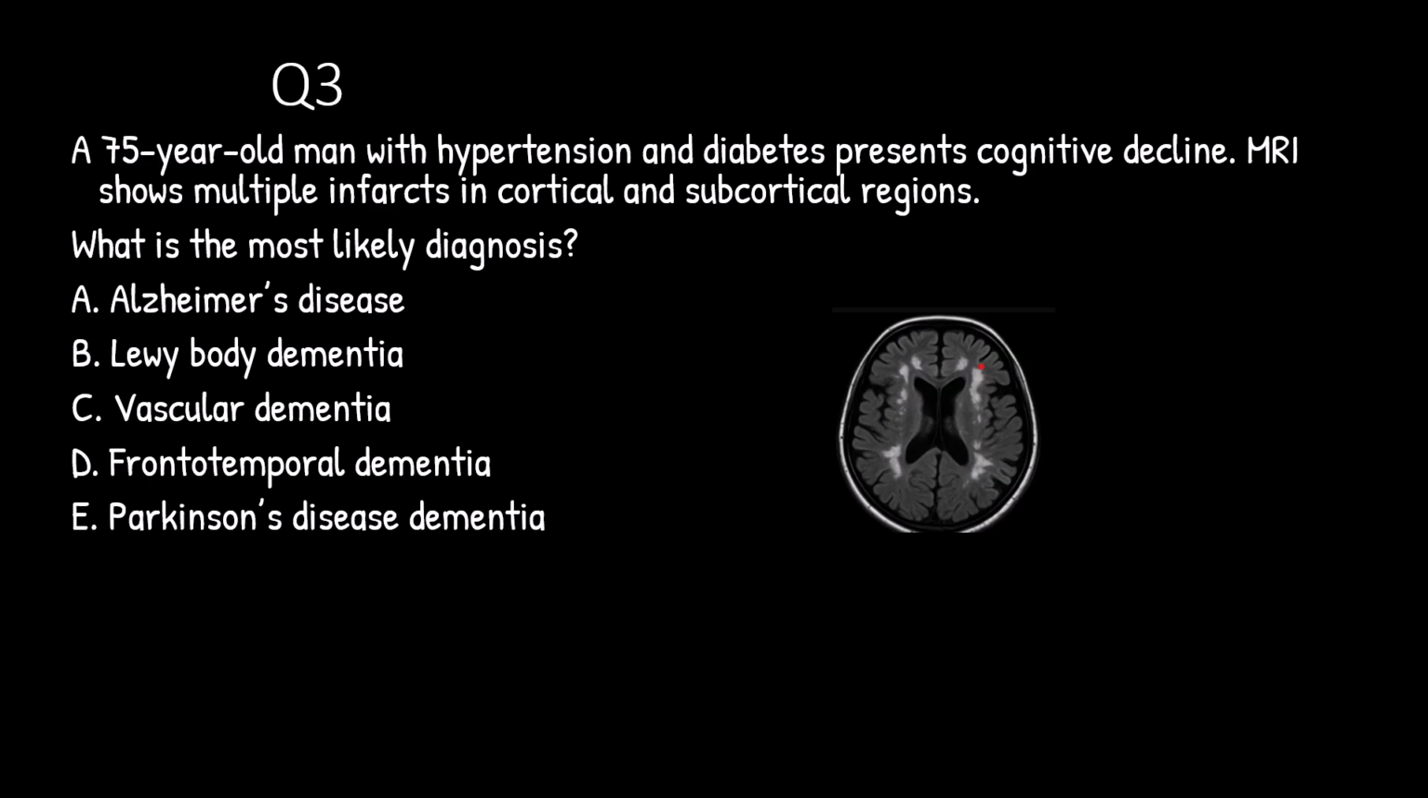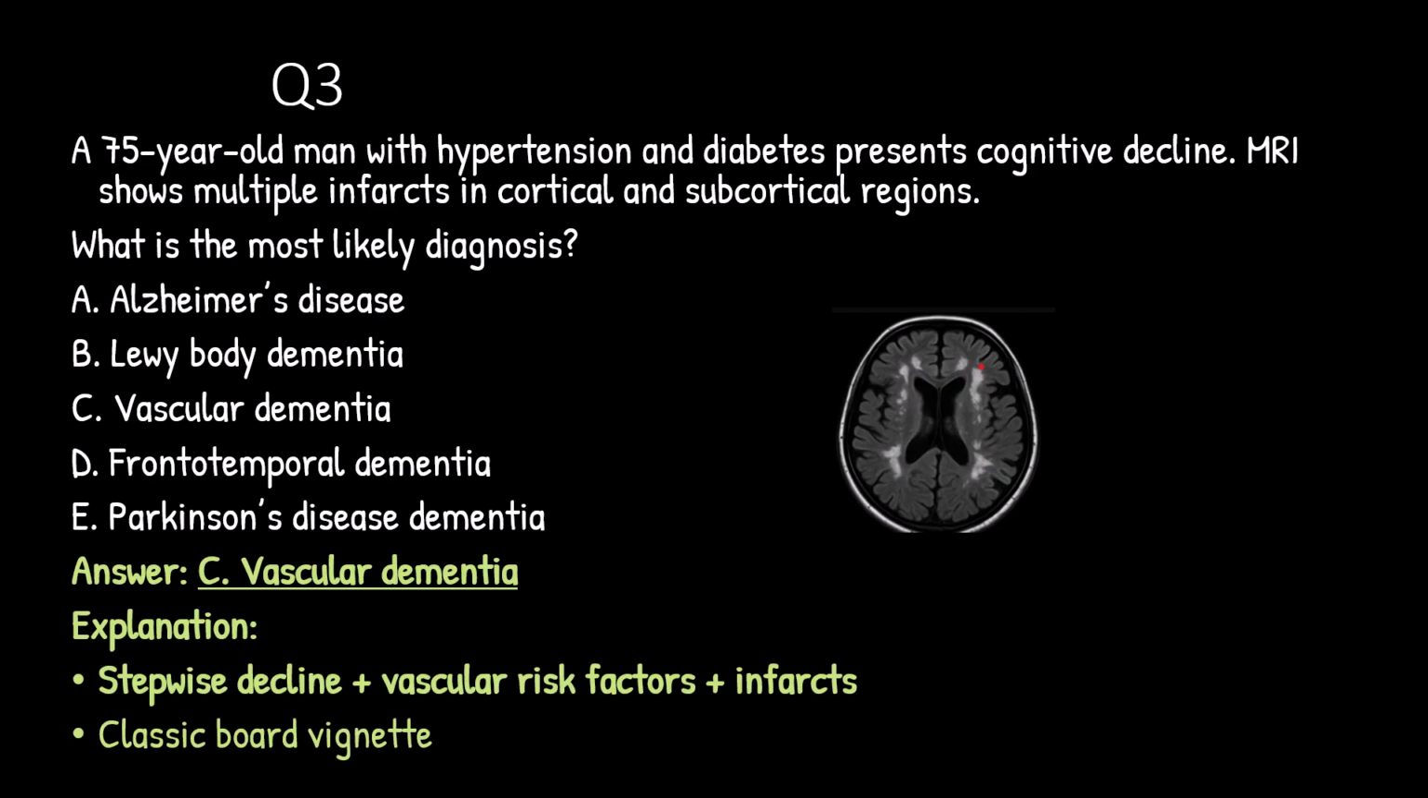Question 3. A 75-year-old man with hypertension and diabetes presents with cognitive decline. MRI shows multiple infarcts in the cortical and subcortical regions. What is the most likely diagnosis? A. Alzheimer's disease. B. Lewy body dementia. C. Vascular dementia. D. Frontotemporal dementia. Or E. Parkinson's disease dementia.